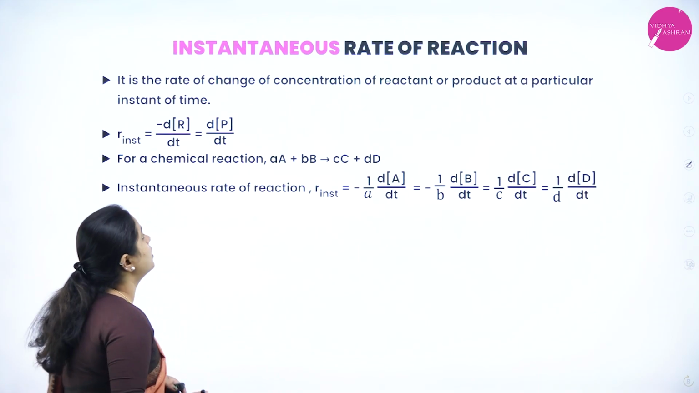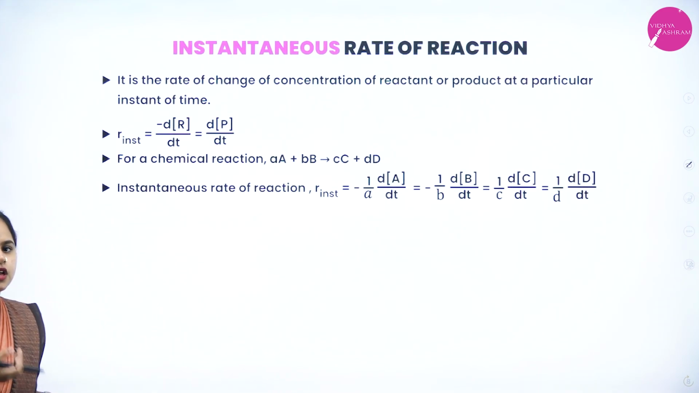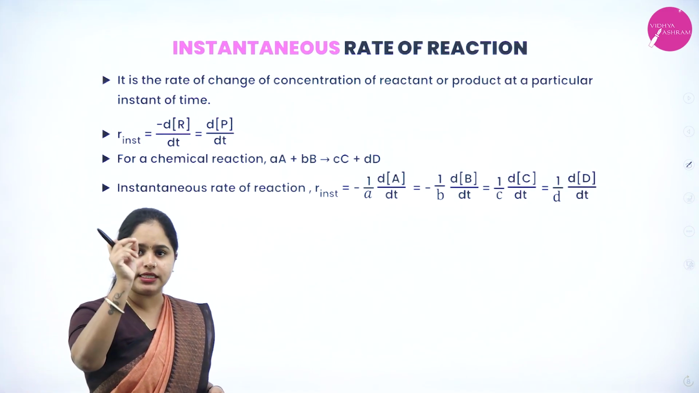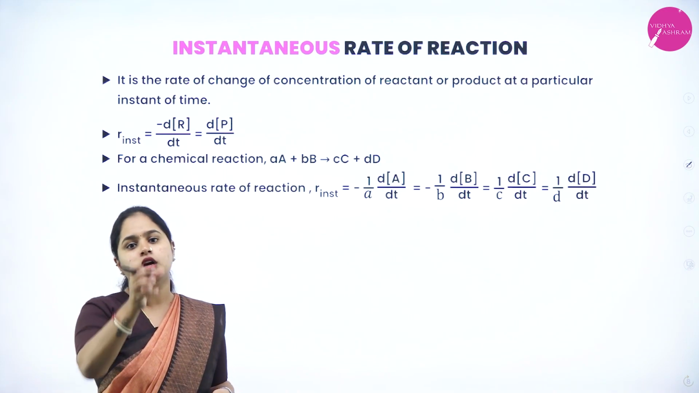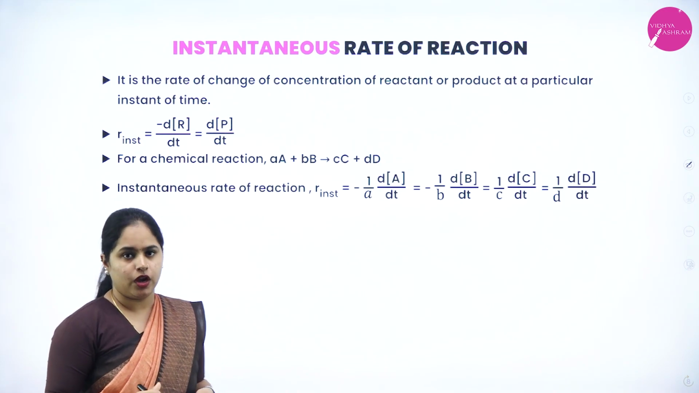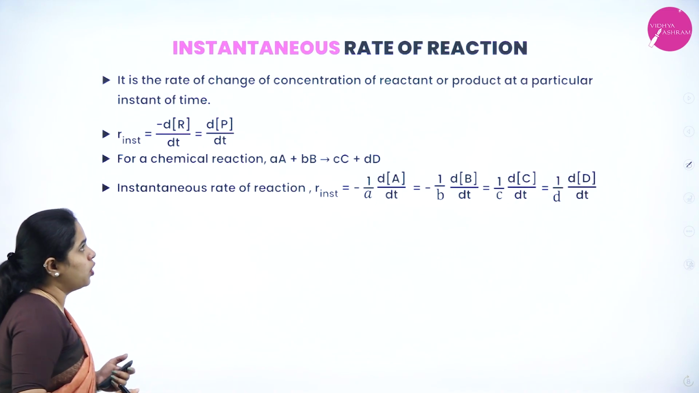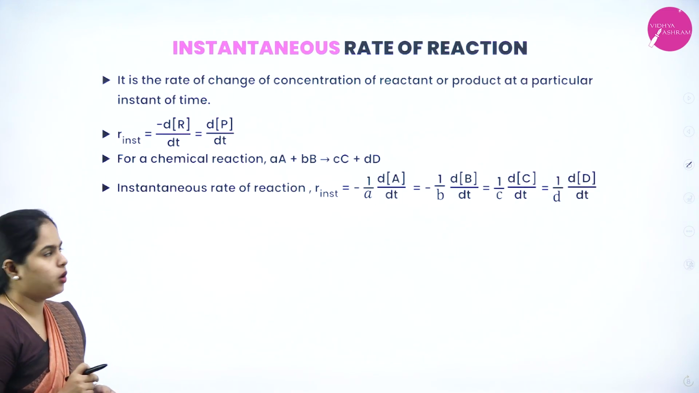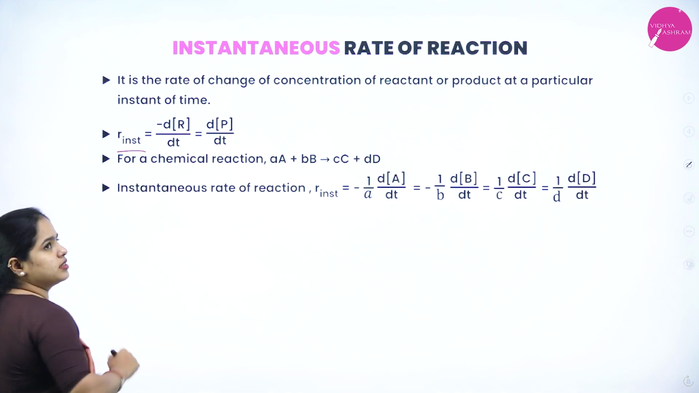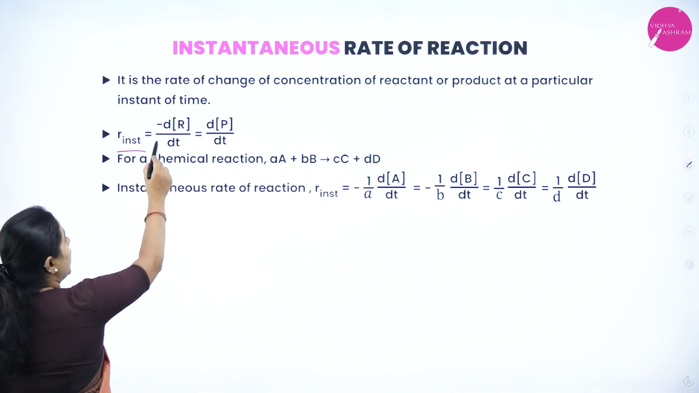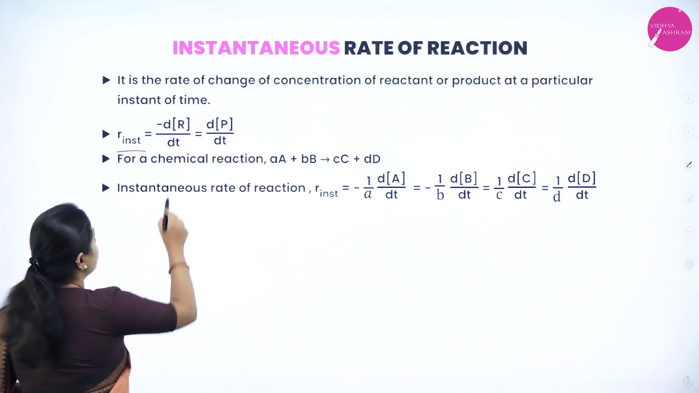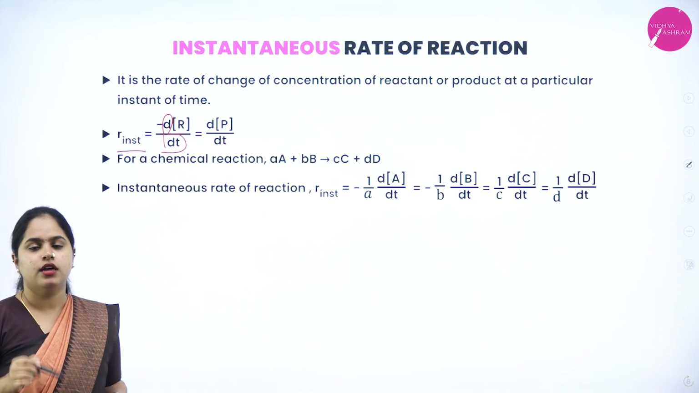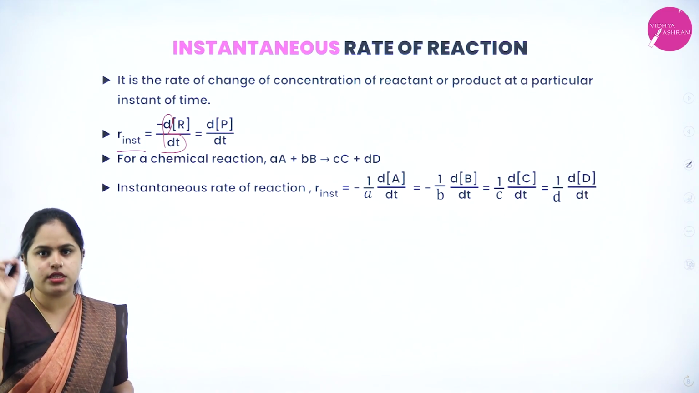Now moving on to the next one, that is instantaneous rate of reaction. So from the name itself you can say instantaneous. At an instant or at any point in the chemical reaction, you have to calculate the rate of the reaction. Okay, so it is a rate of change of concentration of the reactant or product at a particular instant of time. Okay, so how can you calculate R instantaneous? It is equal to minus dR by dt. As you can see, it is d by dt. Right, instantaneous we are talking. So instead of delta, you will use d by dt.